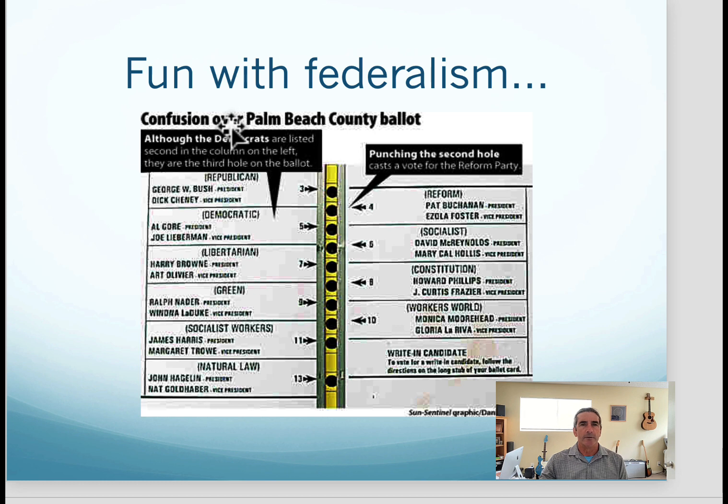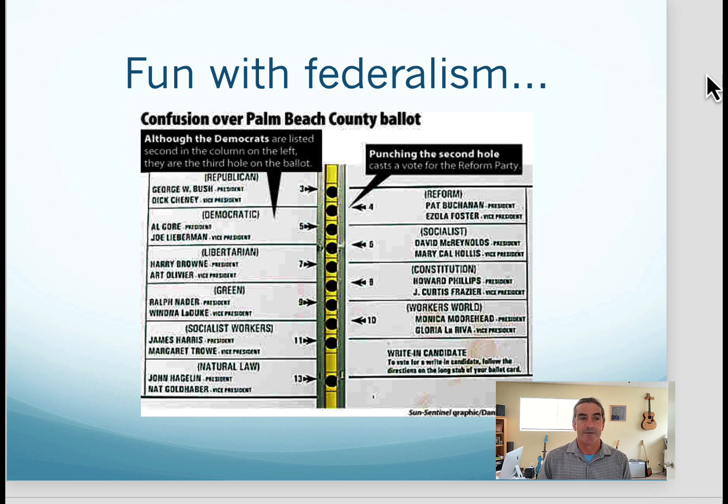Why in the world did we have such a screwed up design in this ballot? I mean, why? How could a ballot be designed with this much confusion in something as important as a federal presidential election? Well, elections, the conduct of elections, including things like designing ballots, are left to the states.